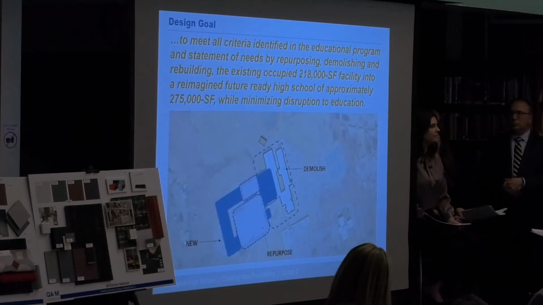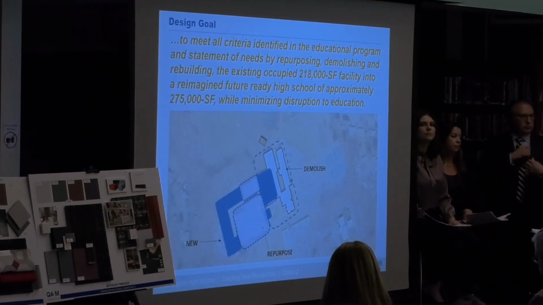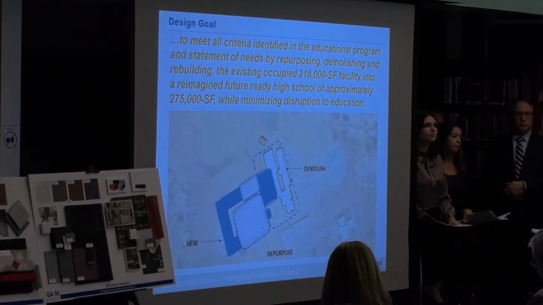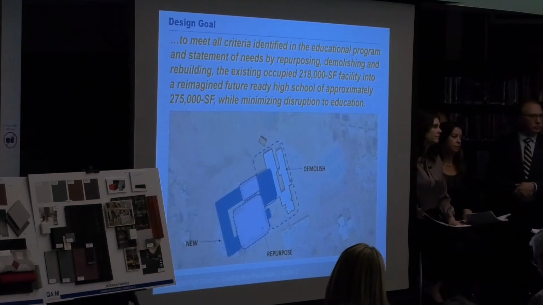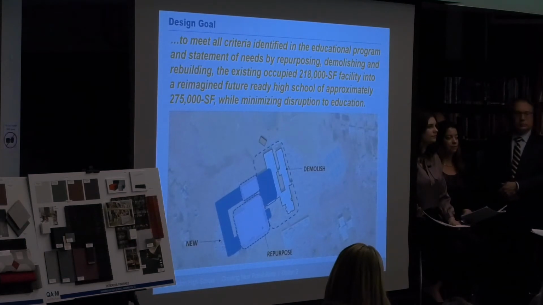So our challenge was to take a building that's 218,000 square feet. It was built over 90 years in multiple phases. To take this building and to completely renovate it as if it's a new building, because that's what Renovate New is all about, is to make it a new building. And in that process, expanded by over 50,000 square feet, because that's what the educational program specifications call for. It's quite a challenge. And the key aspect of this is you do all this while the students are in school and you are trying to minimize disruption to education.